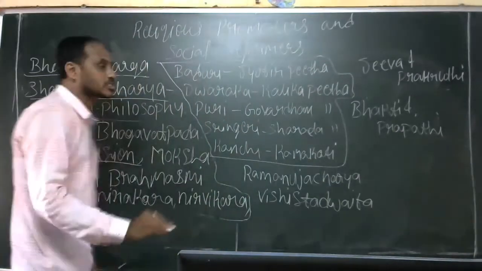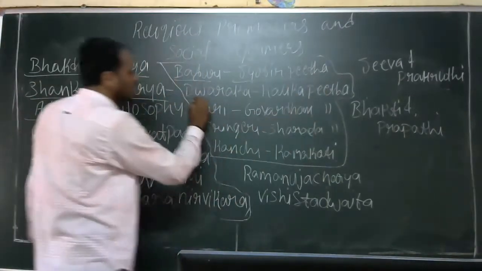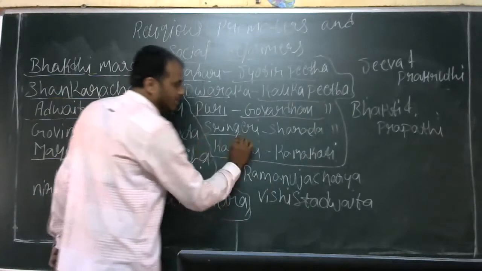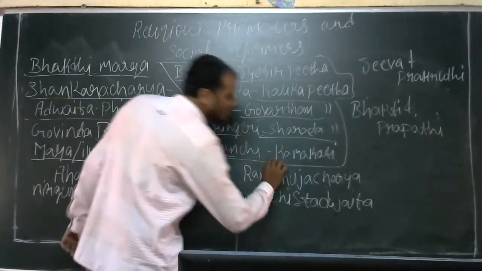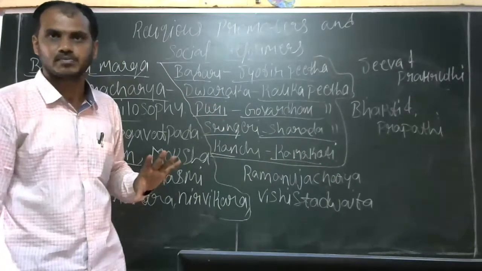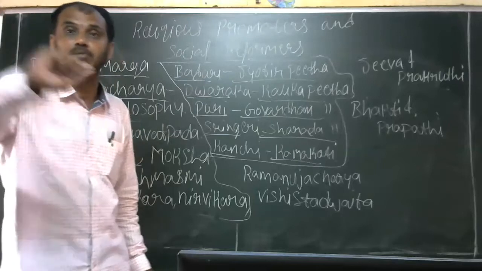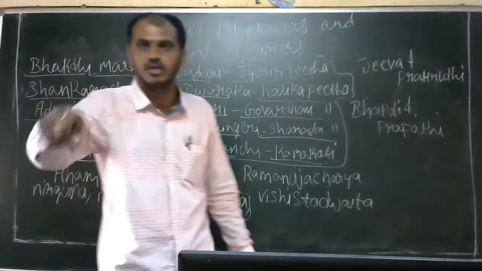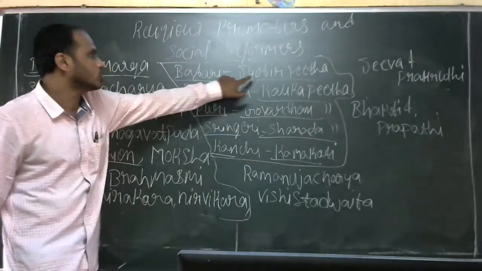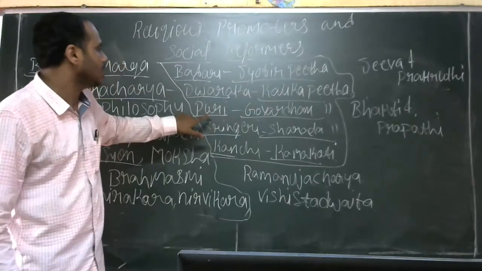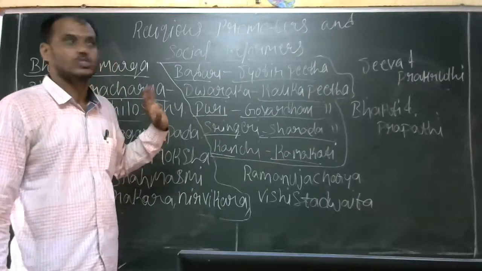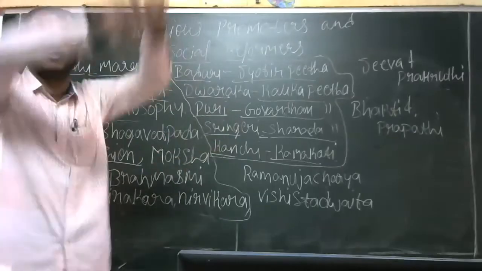Actually, four were there, and one more has been added, making five institutions. Badri, Jyotirpita; Dwarka, Kalika Pita; Puri, Govardhana Pita; Sringeri, Sharda Pita; and Kanchi, Kamakoti Pita. These are the five institutions established by Shankaracharya. Even this question may come: name the institutions established by Shankaracharya. It is a homework.